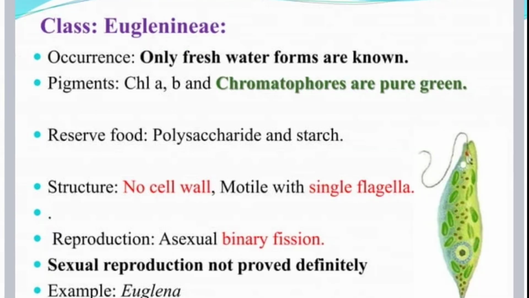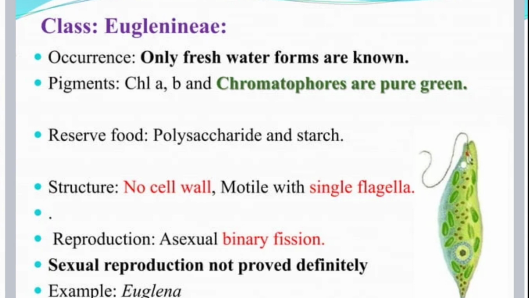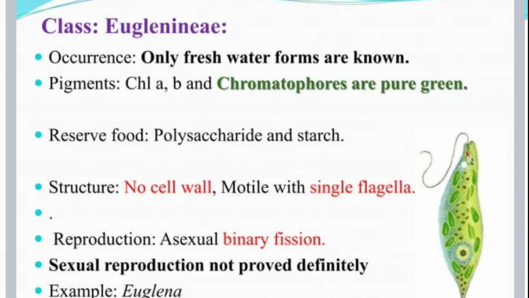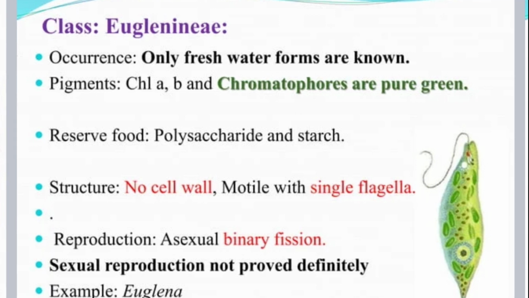Euglenineae. Example: Euglena. Occurrence: they are only freshwater forms. Pigments: chlorophyll A, B, and chromatophores are pure green. Reserve food: polysaccharides and paramylon. Pyrenoid-like structures are present. Cell walls are absent. Motile with single flagellum. Reproduction: asexual reproduction by binary fission, and sexual reproduction is absent.